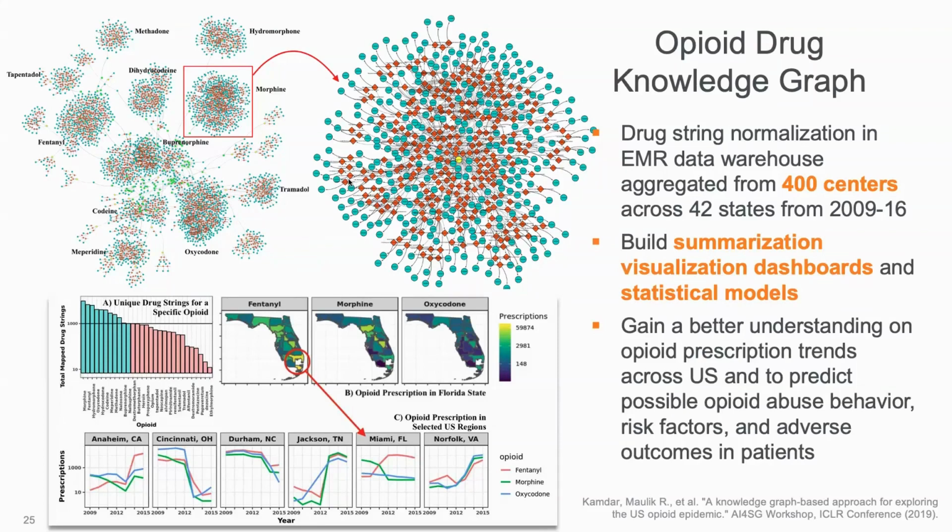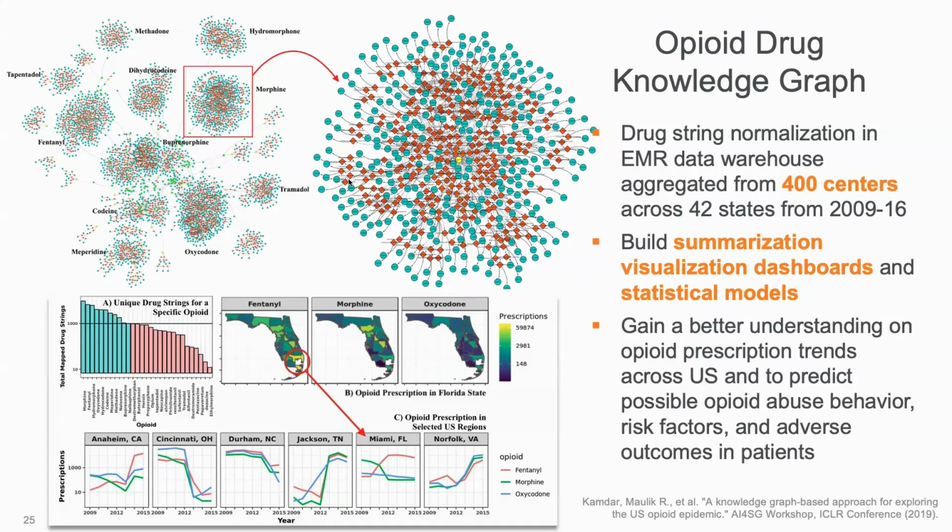However, since the data was collected from so many different centers, from different states, from several different time periods, there was no normalization across the drugs that were used to represent the data in this huge data warehouse. And in many cases, drugs were just represented as strings. So what we came up with was this approach to develop an opioid drug knowledge graph, which consisted of several different terminologies and primarily drugs that are associated with opioid drug categories.